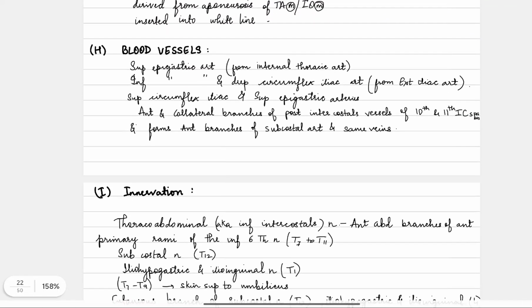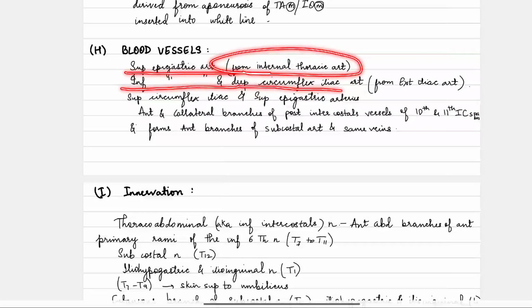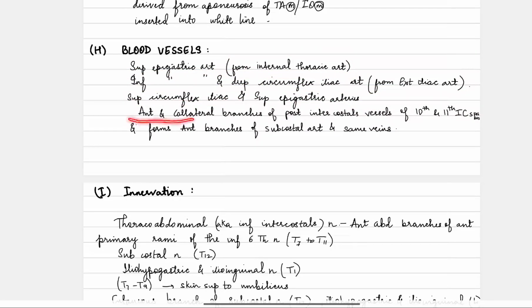What are the blood vessels? The blood vessels are the superior epigastric artery from the internal thoracic artery, the inferior epigastric artery and deep circumflex iliac artery from the external iliac artery, the superficial circumflex iliac and superior epigastric artery, and anterior and collateral branches of posterior intercostal vessels of the 10th and 11th intercostal spaces, and the anterior branch of the subcostal artery, and the same for the veins. Okay.